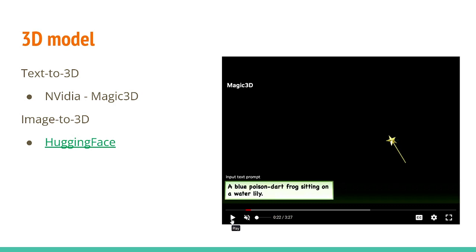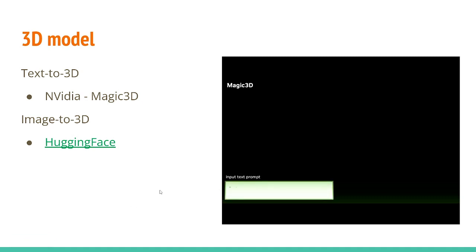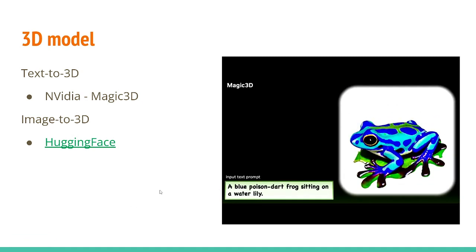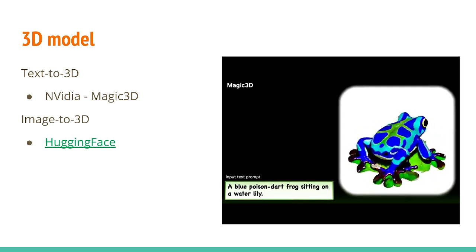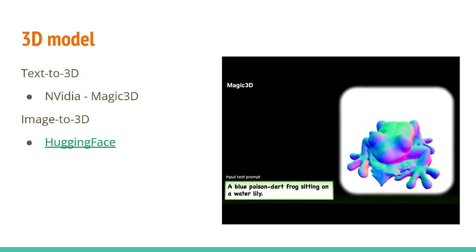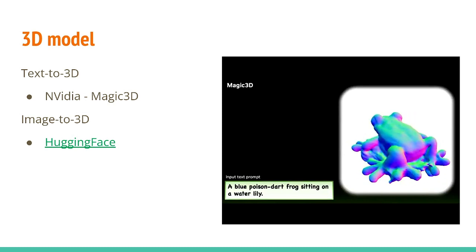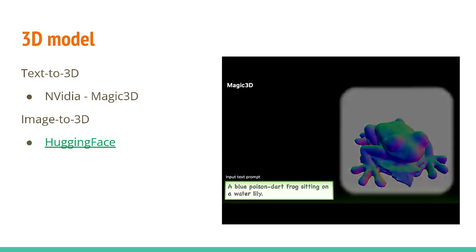All right, so the last modality I wanted to cover, this is pretty interesting, and it's an evolving one, is text to 3D. This is something that's coming out that's going to be big in video games, where you spend a lot of time creating 3D assets. You can see here they put in a blue poison dart frog sitting on a water lily, and it generates a 3D model of exactly that.